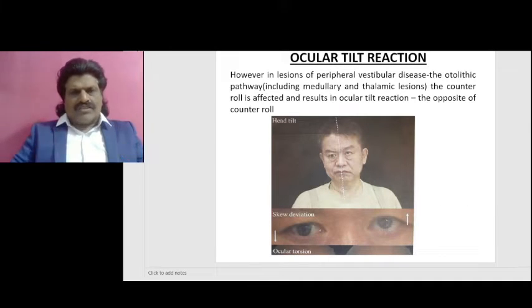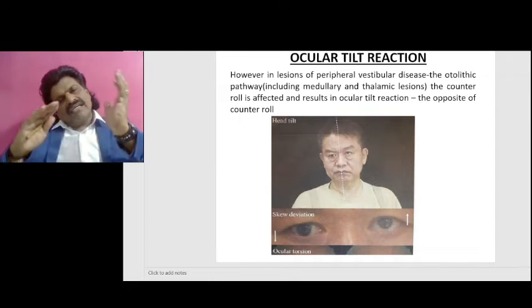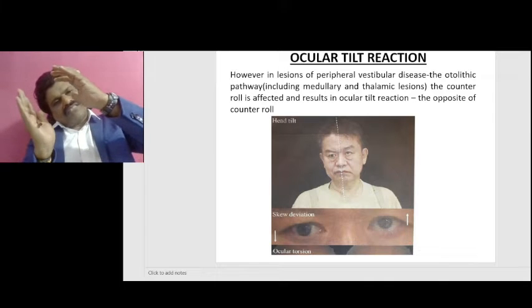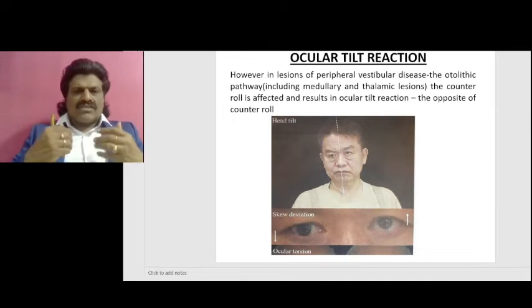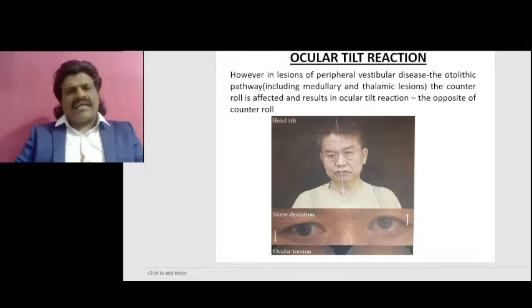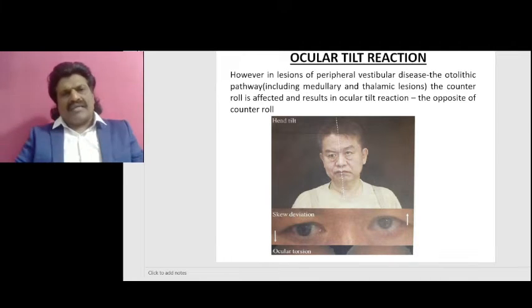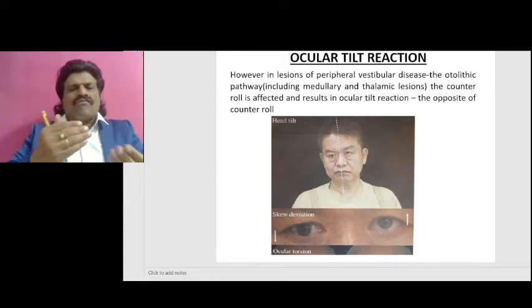Counter role is physiological, but when there is a lesion, it produces pathological changes known as ocular tilt reaction. So ocular tilt reaction is just the opposite of counter role. So here when I turn the head to one side, the eyes are also tilted to the same side. So this is ocular tilt reaction. However, in lesions of the peripheral vestibular disease, that is the otolith pathway including the medullary and thalamic lesion, the counter role is affected and results in ocular tilt reaction, the opposite of counter role.